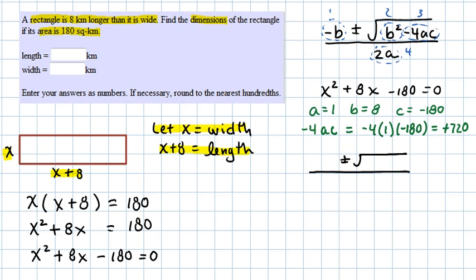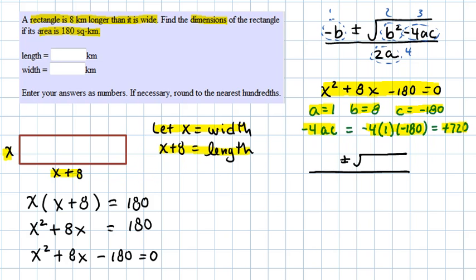Okay, so I've written down the quadratic formula up in the upper right hand corner. I always like to do that first. Here's my equation. I've just rewritten it again. And I've identified that a is 1, b is 8, and c is negative 180. I also like to put down what negative 4ac is. Well, negative 4 times 1, which is a, and c is negative 180. I'm going to end up with a plus 720 there.